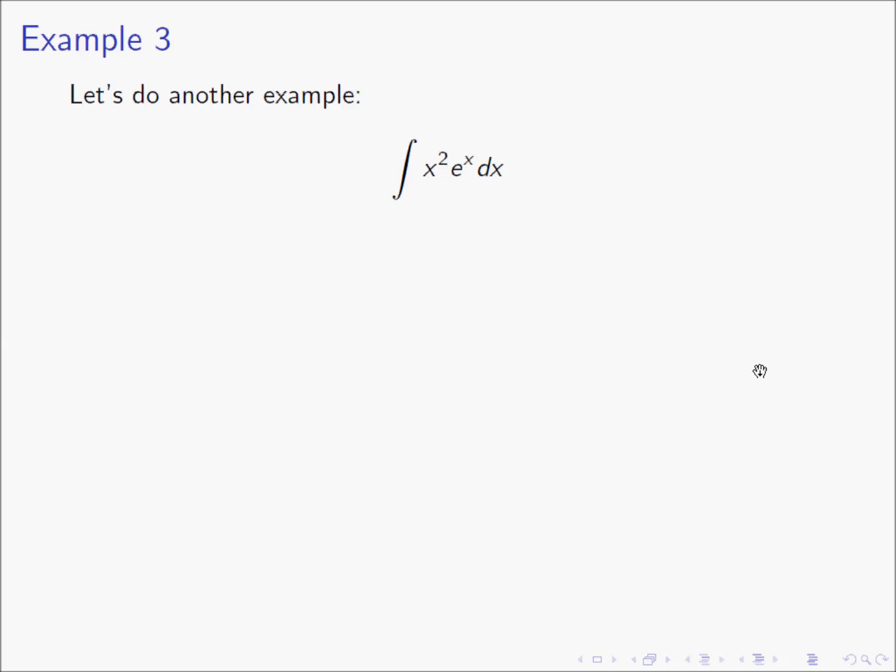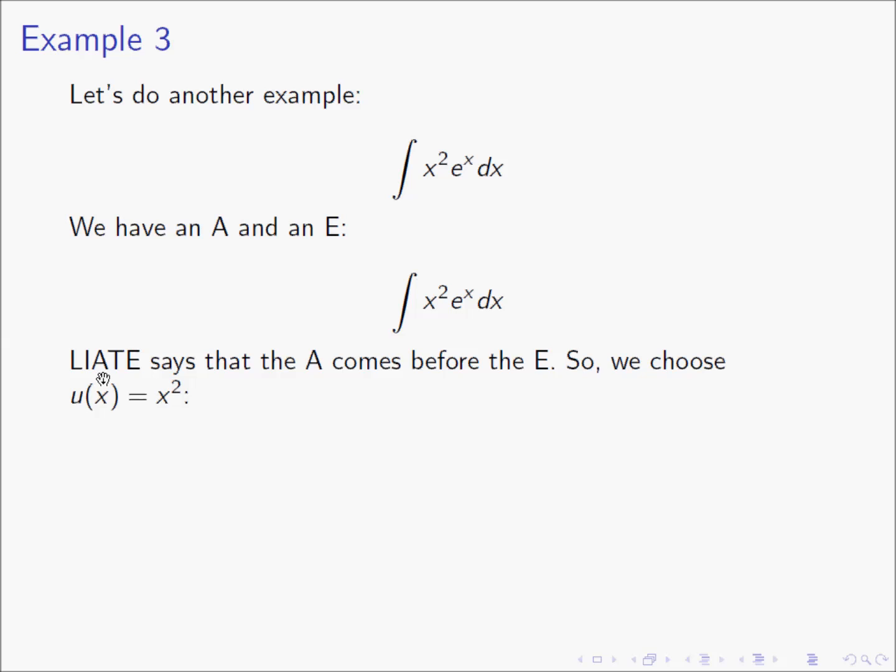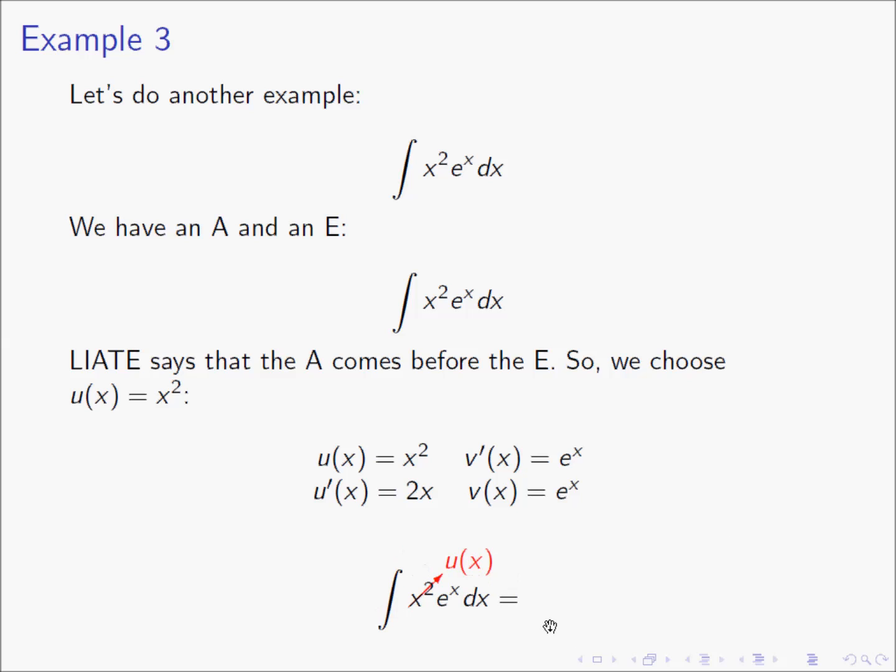Here we have this integral. Here we have an algebraic function and an exponential function. x squared is algebraic, e to the x is exponential. According to LIATE, the A comes before the E, so we choose u of x equals x squared. And v prime is e to the x, u prime is 2x, v is e to the x. Apply integration by parts. Here we have u, x squared, v prime, e to the x, equals u, that is x squared, times v, that is e to the x, minus the integral of u prime, that is 2x, times v, that is e to the x.